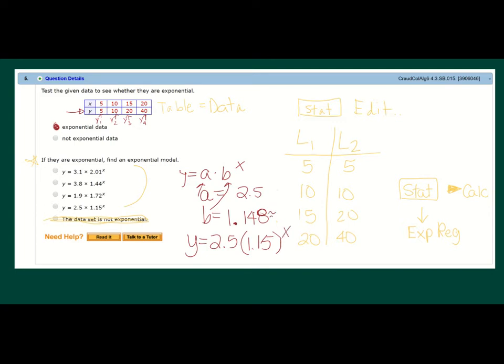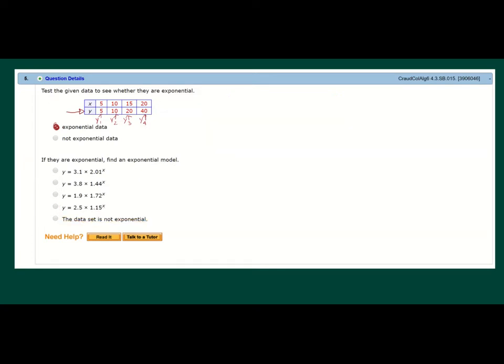And so you can kind of see right here, I'm doing 1.15 from that 1.148. This is the exponential function that best fits the data from the problem. And you can see that, at least with mine, the numbers that I was given, it's this fourth selection here. 2.5 times 1.15 raised to the x power.